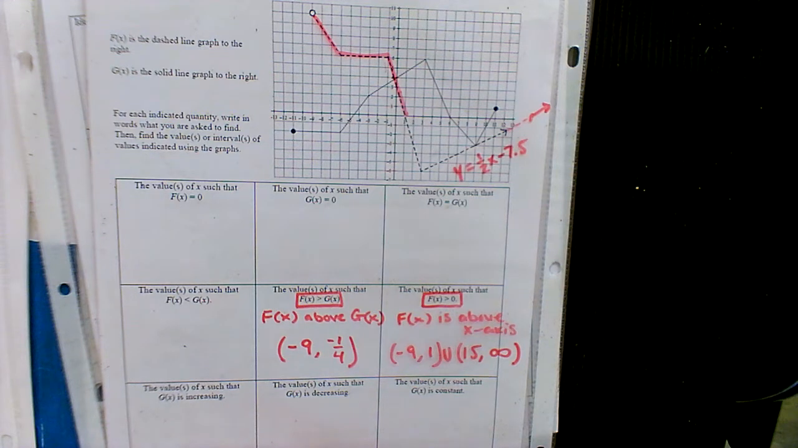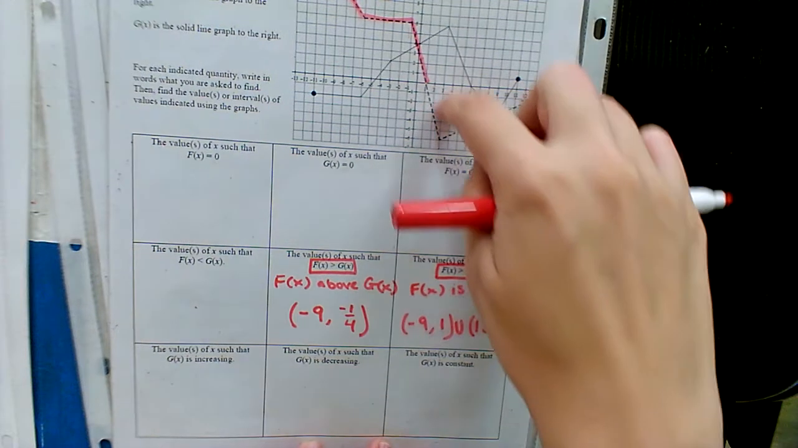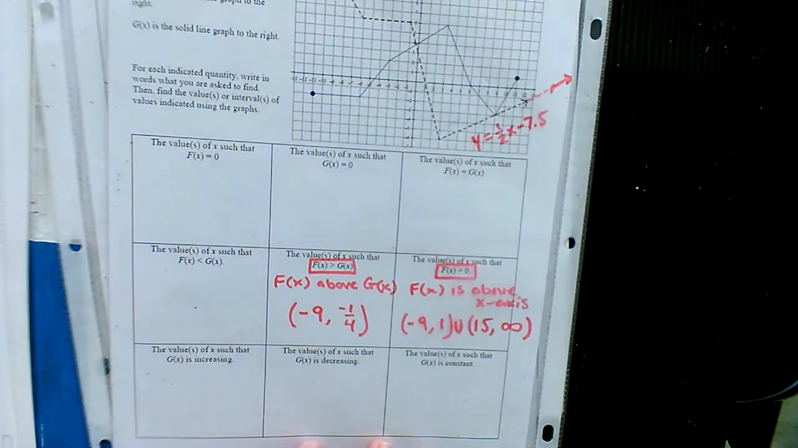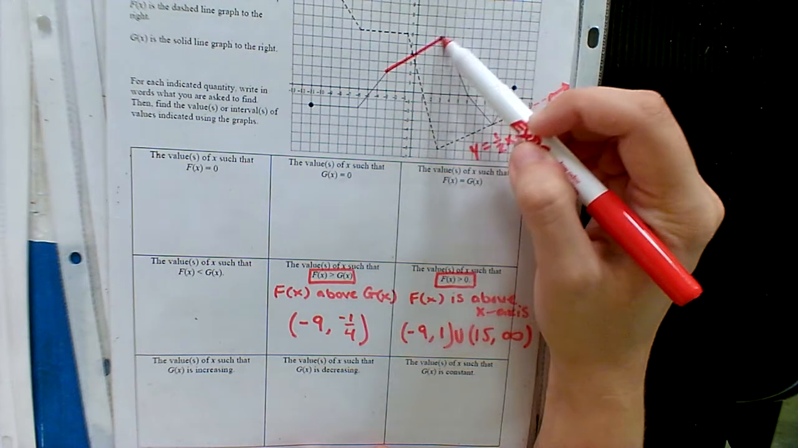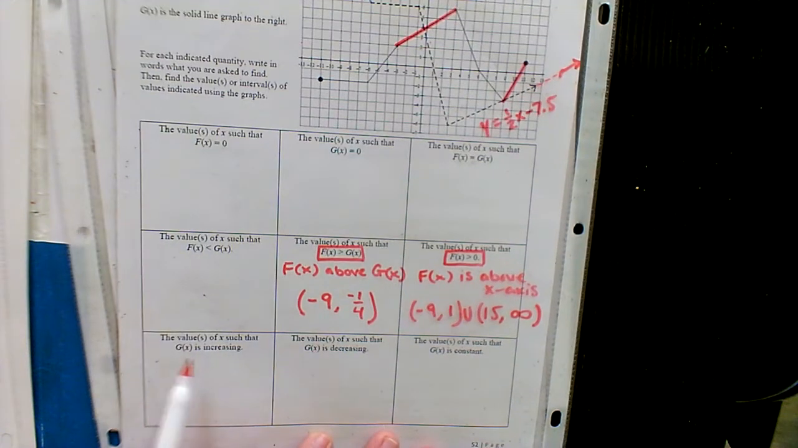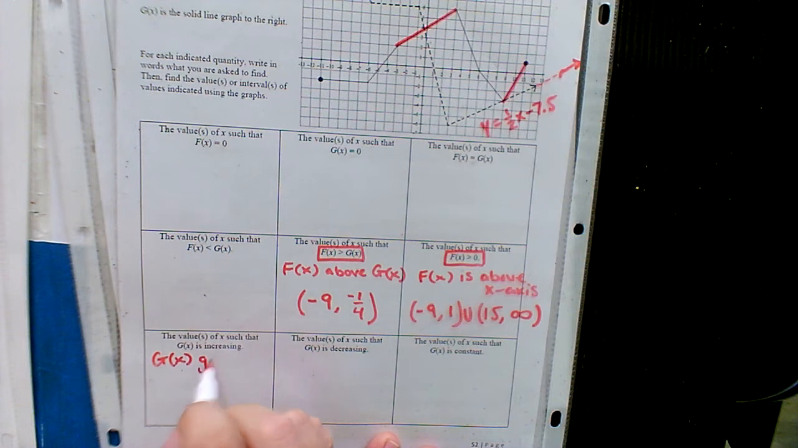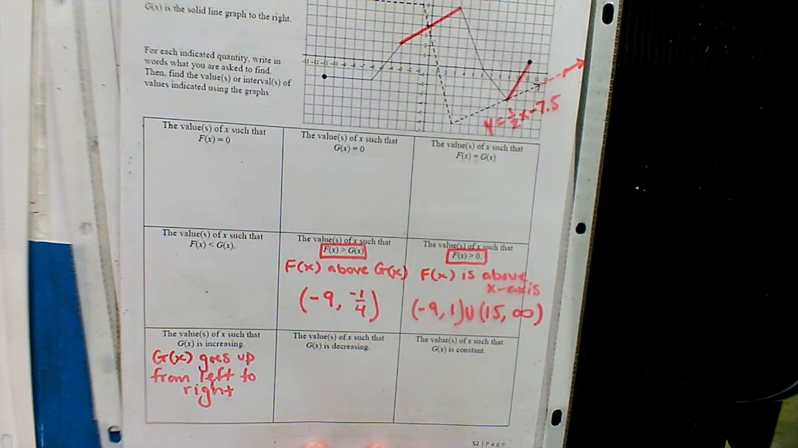There's some more hidden information further on the graph. Let's try the next one. G of x, so the solid one, is increasing. If we take a look at the graph, maybe we can highlight those sections. It is wanting us to describe this in words, so if g of x is increasing, you could say g of x goes up from left to right. As you read a graph from left to right, just like you would a book, the graph is going up.